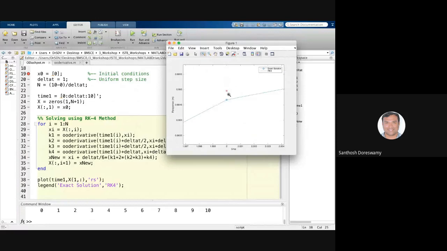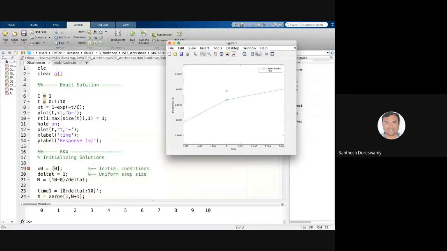You can see the blue line, with a data point represented by a blue circle and a continuous curve. That is the exact solution, and this is your RK4 solution. So you will see that there is still an error.